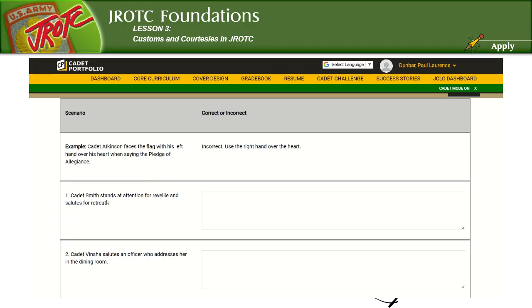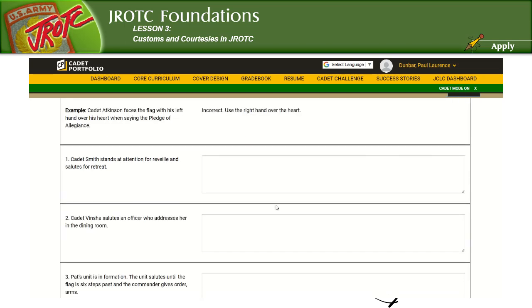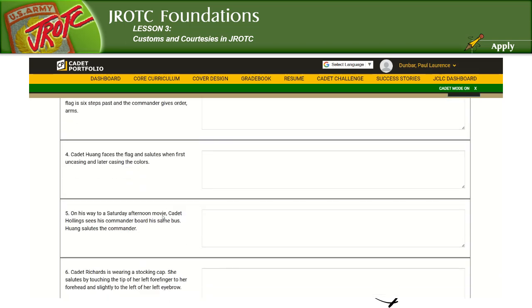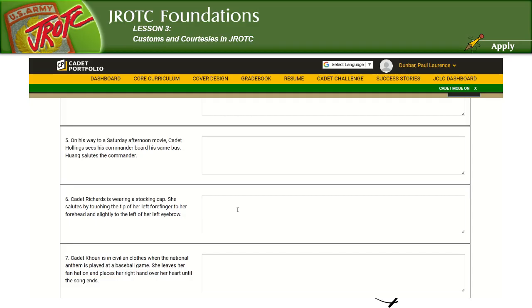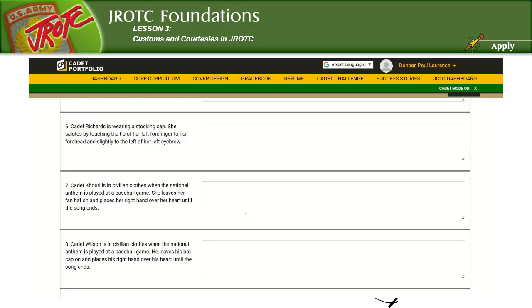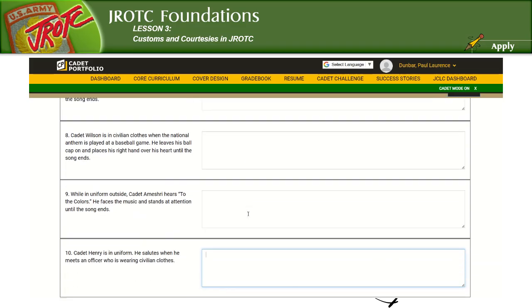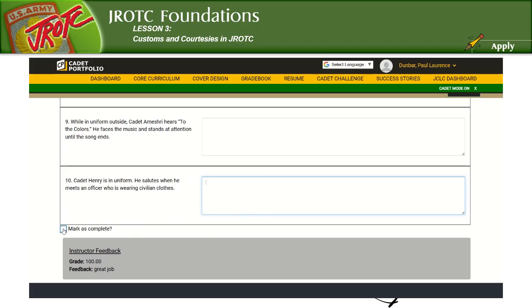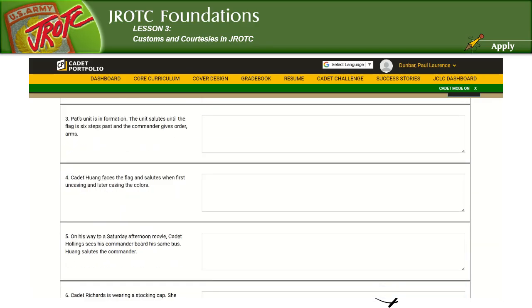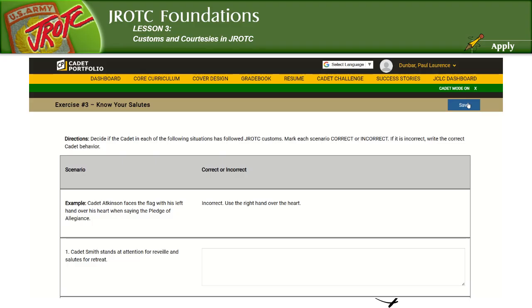So you read this scenario. Cadet Smith stands at attention for reveille and salutes for retreat. Is that correct or incorrect? And if it is incorrect, what should that cadet do? You'll go through each one of these scenarios. You'll type in correct or incorrect. If it's incorrect, you will say what is the correct thing to do. Once you are done, you'll mark as complete, scroll back up to the top, and hit save.